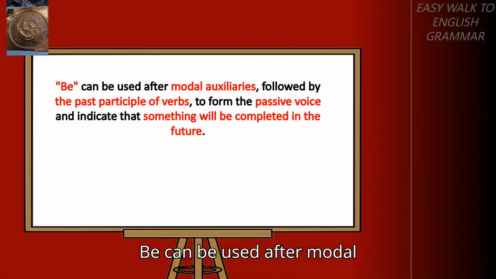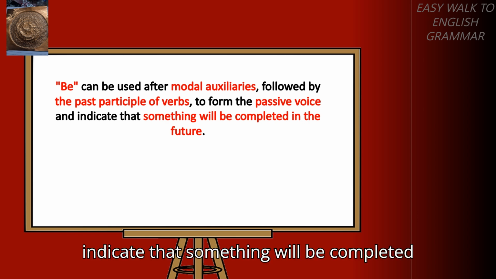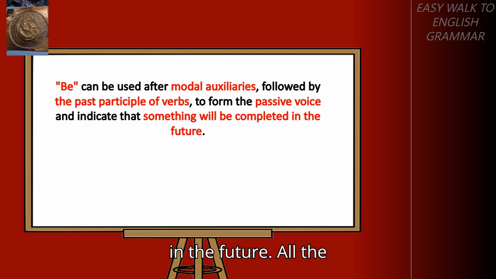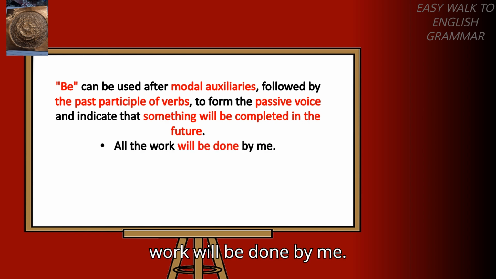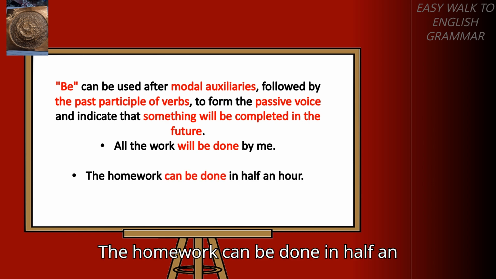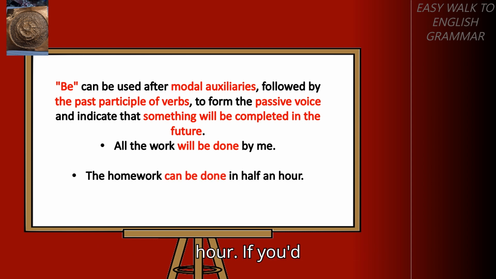Be can be used after modal auxiliaries, followed by the past participle of verbs, to form the passive voice and indicate that something will be completed in the future. All the work will be done by me. The homework can be done in half an hour.